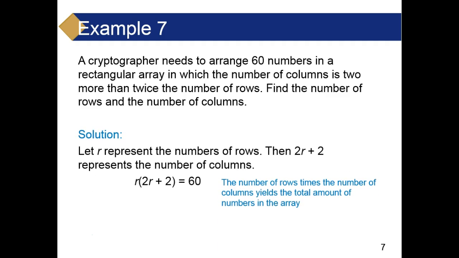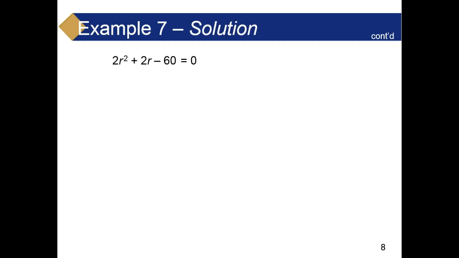Okay? They let R be the number of rows. Clever of them. Then they didn't write down the translation, but we did. 2R plus 2 represents the number of columns. Because it's a rectangular array, the number of rows times the number of columns is equal to the total number, which is 60. But then you have to multiply that together and distribute. 2r squared plus 2r is equal to 60.